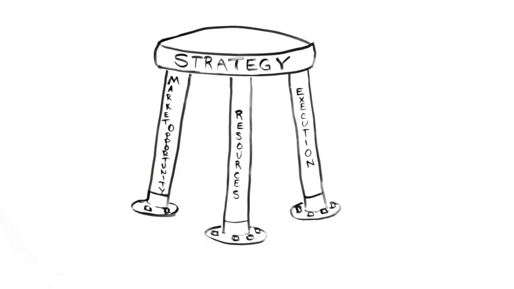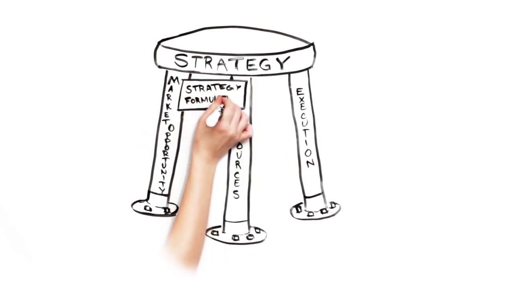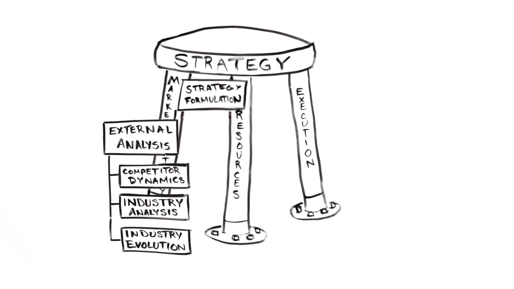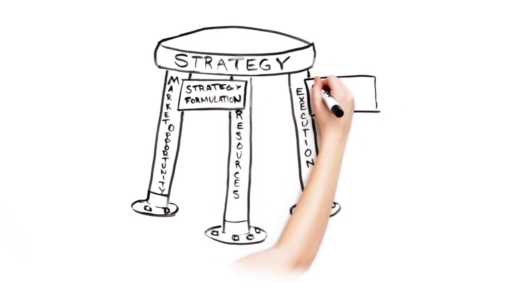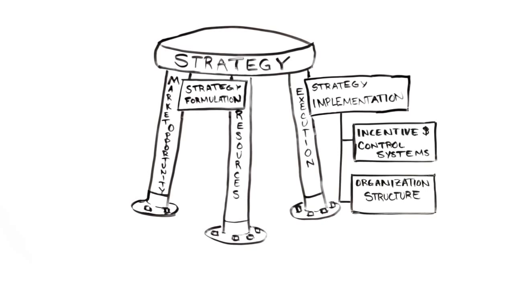Now I want to show you how the three-legged strategy stool maps to the content we will cover in the course. This overall course roadmap is organized hierarchically, and we will return to it many times throughout the term. External analysis covers the tools and frameworks we need to identify our market opportunity, the first leg of the stool. Internal analysis covers the tools and frameworks we need to analyze the resources and capabilities we can utilize to seize the market opportunity. This is the second leg of the stool. Finally, strategy implementation covers the tools and frameworks we need to understand how to successfully execute our strategy. This is the third leg of the stool.